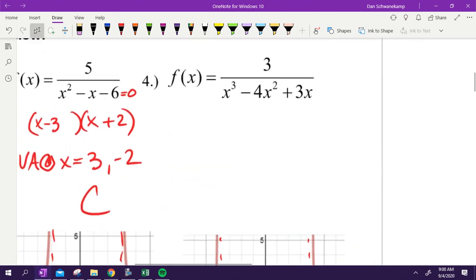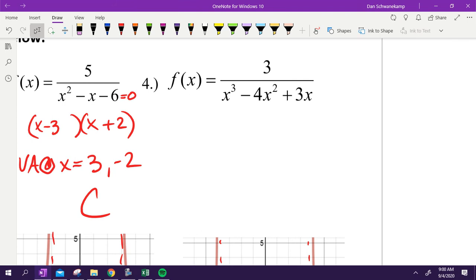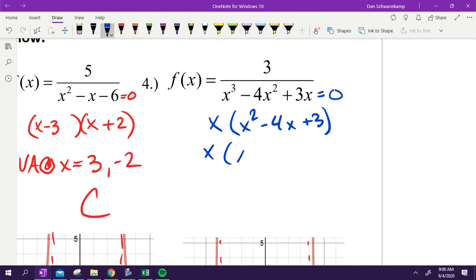Last one, number 4, 3 over x cubed minus 4x squared plus 3x. Haley, what'd you do first? So I started by taking out an x. Good. We're setting the bottom equal to 0, and she took out an x, so she's left with x squared minus 4x plus 3. And then I factored, so then I did x minus 3 and x minus 1.